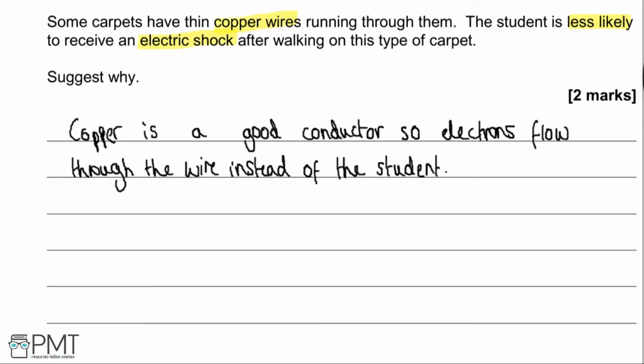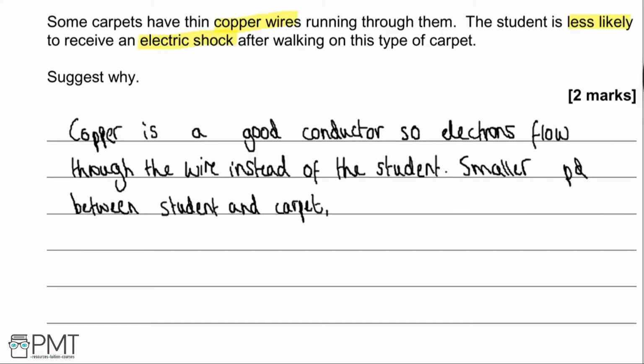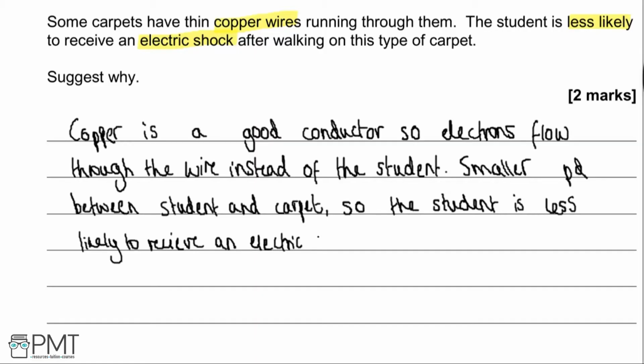Because there are fewer electrons flowing through the student, this means that the potential difference between the student and the carpet is less. We know that potential difference allows a current to flow, therefore there's a smaller potential difference. It will not be large enough for a current to flow. Therefore, they will not receive an electric shock.